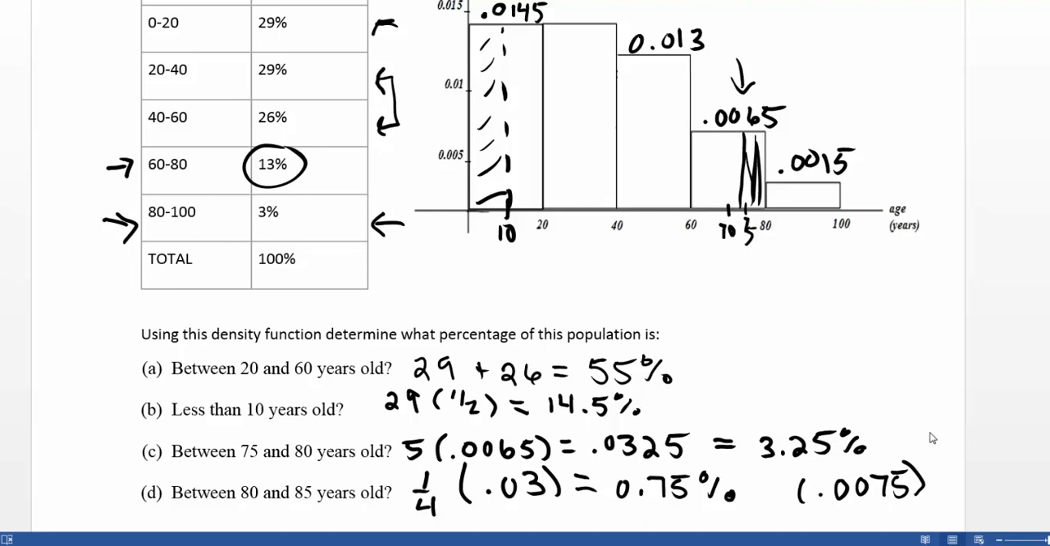Similarly, we could have done a little picture over here, right? So 80 to 85, if we divide that up into fourths, is going to be this first chunk. So 5 years times 0.0015 would also give us that 0.75%. So this information is telling us about fractions of the population that have the characteristic of age. And we're able to use this information to talk about how many people are in these different categories. Let's see what happens when we refine our information and how that will change our outcomes.